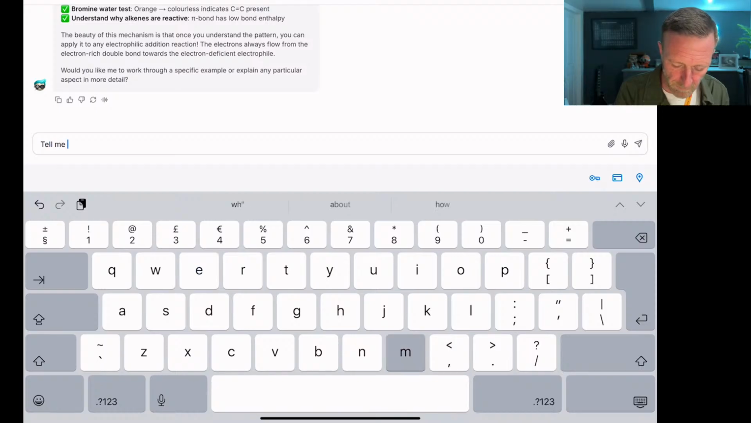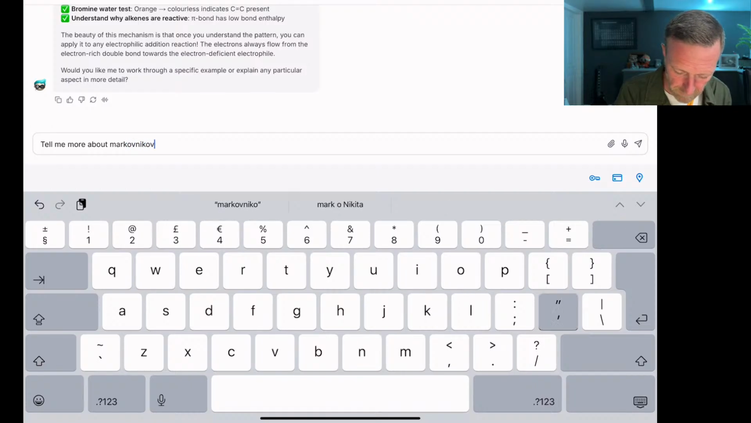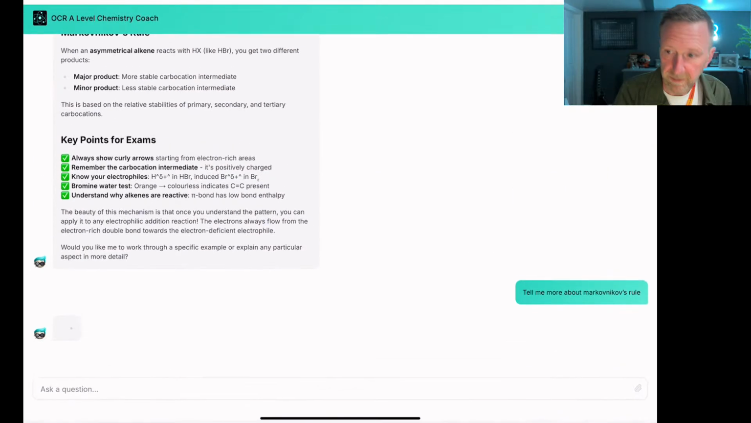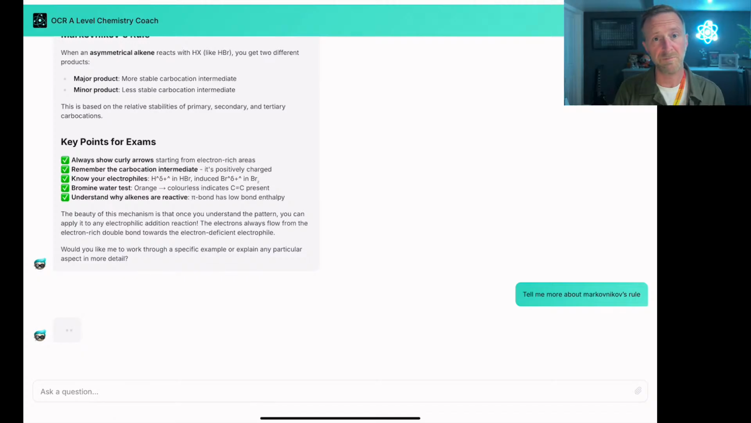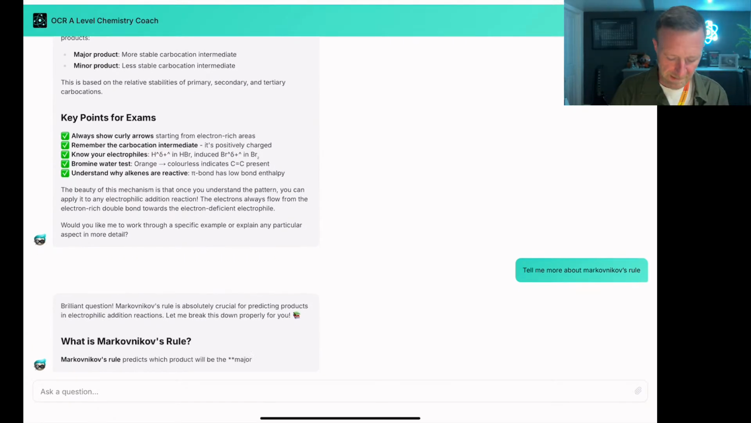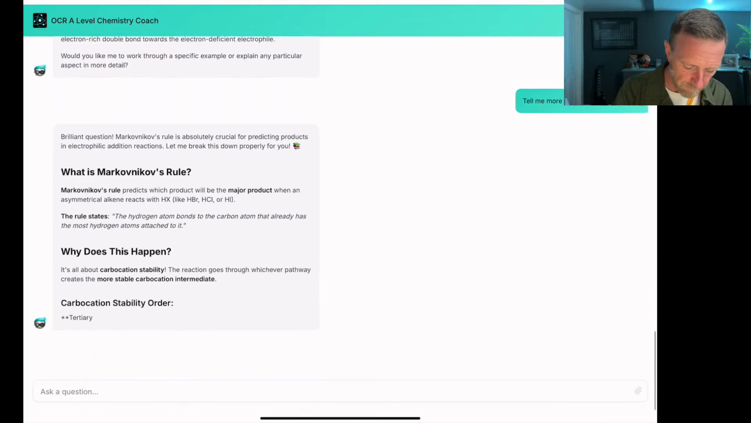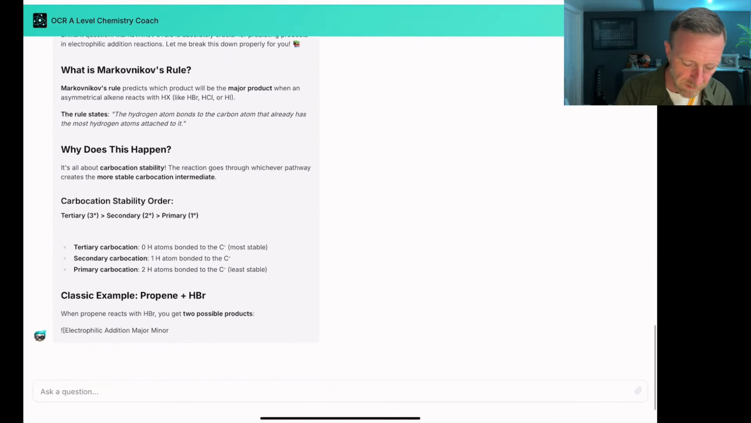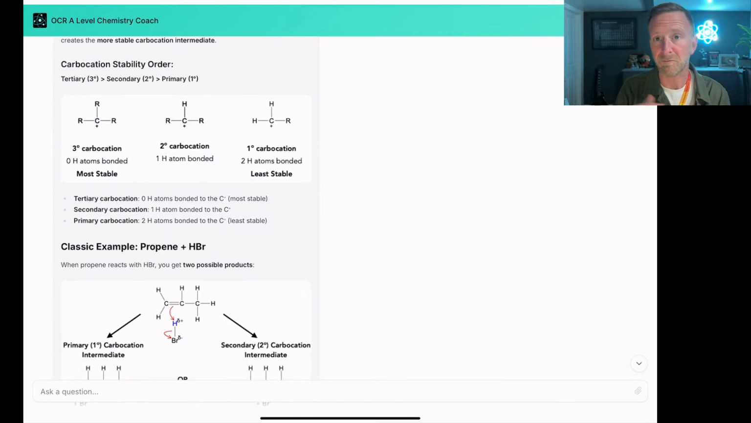So tell me more about Markovnikov's rule. That's not how you spell it. It only works well if you spell Markovnikov's rule right. Okay, so we can find out a bit more about that. Obviously you can take notes from this. You can copy and paste them into a document yourself, or indeed you can just write them down, old school pen and paper. So what it's doing now, it's telling you what the rule is, why it happens, what the trend is: the stability of the different carbocations as part of the mechanism.